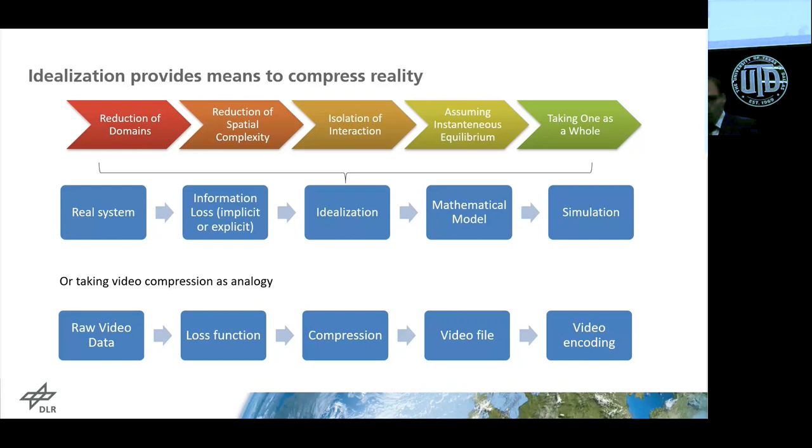The analogy here is simply, I take my real system, and then as a modeler, the most important thing I have to decide is where I'm willing to throw away information. I don't care about these aspects. This is the key central decision of the modeler. Then he starts to idealize based on these assumptions, supposing he knows what he's doing. Often this is done implicitly without the people being aware of it. And then you end up with your mathematical model, and the simulation would be like playing the video.